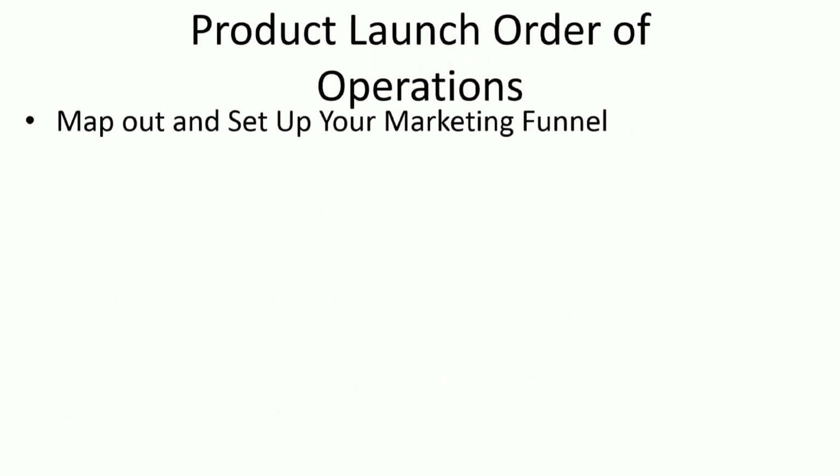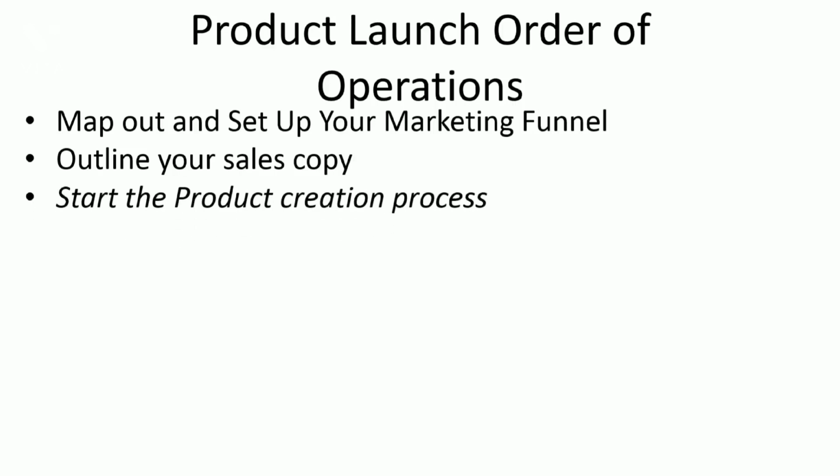You want to first map out your marketing funnel even before you actually create the product, because when you map out your marketing funnel, this will actually determine how you're going to create the product, right? And the other thing is that you will then want to outline your sales copy. This again will help you to determine what you put in your product. What you don't want to do is to create the entire product first, obviously, and then go to the marketplace with it. You want to go to the marketplace, determine what you know is going to sell, and then go and create your product. And once you've done that, you can then start the product creation process, right?